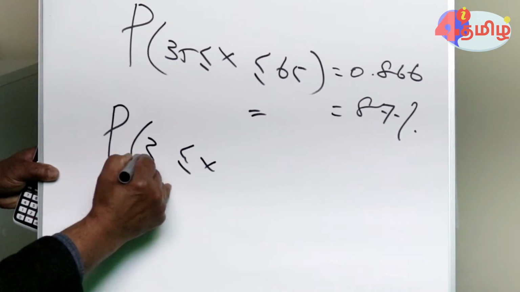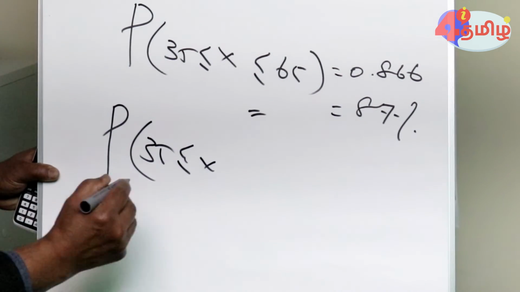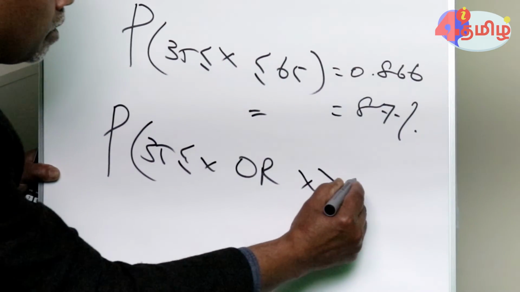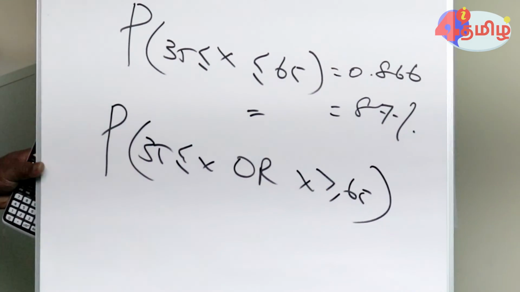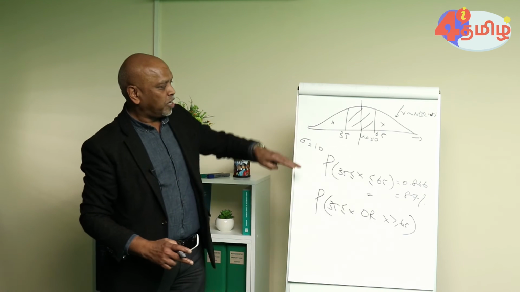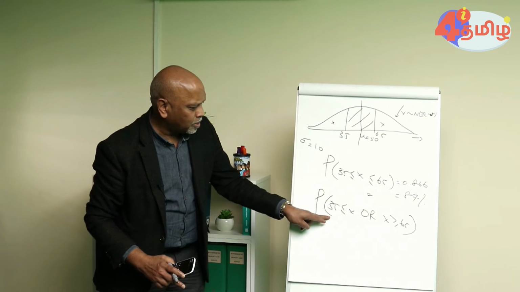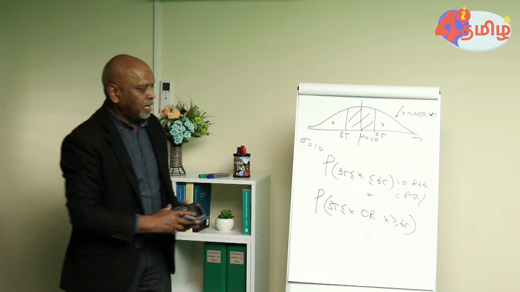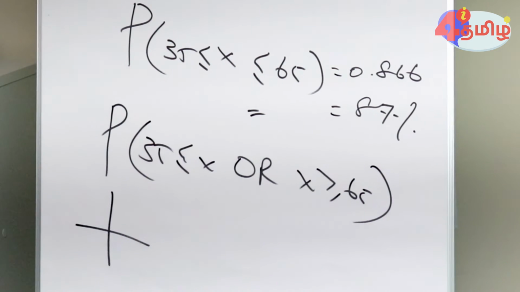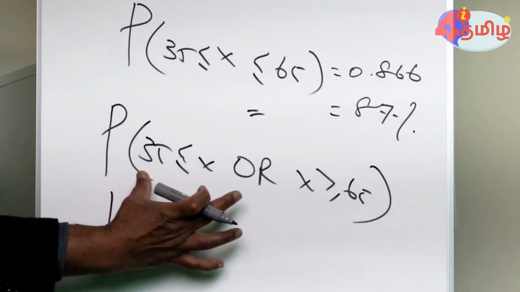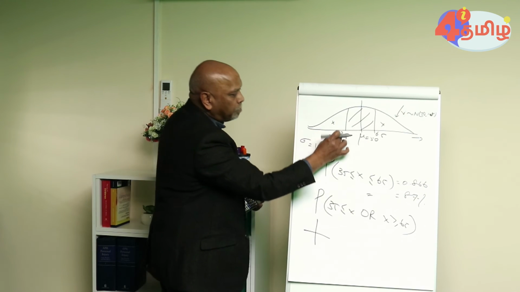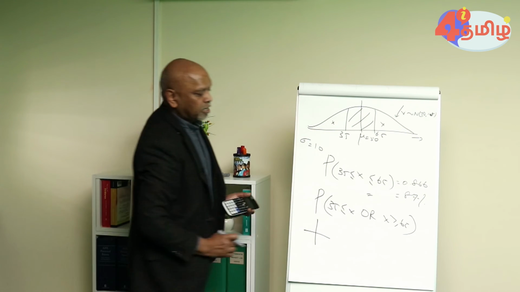x less than 35 or x greater than 65. This is how they do it. When you read it, without thinking about the statistics or normal distribution, you think it is all that. But in statistics, when you use the word or, what it means is add, plus. So this is telling you, this area and that area: what is less than 35 plus what is greater than 65, that's what they're asking you.